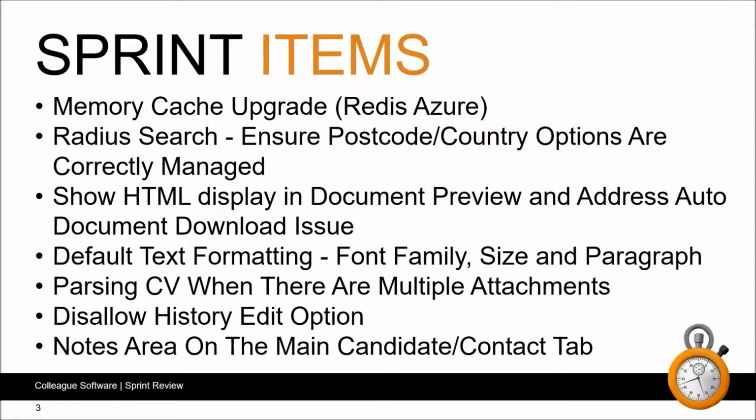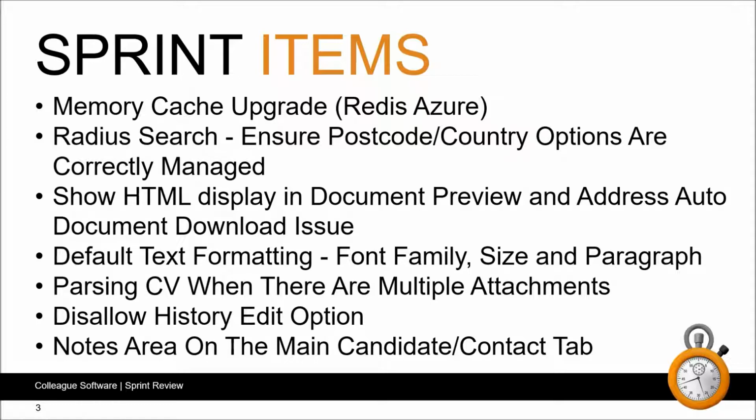Looking at the high level items and to explain further, in this sprint we've delivered the memory cache upgrade, utilising the Redis solution in Azure. This will enhance Colleague 7's memory management moving forwards. We've applied a bug fix relating to the radius search and how that manages postcode searching and its relationship with the chosen country. We've updated the documents area so that it displays a HTML version of the document or the past CV. And as part of that, we've also resolved an issue relating to certain document types automatically downloading.